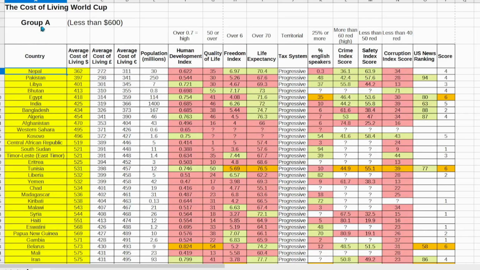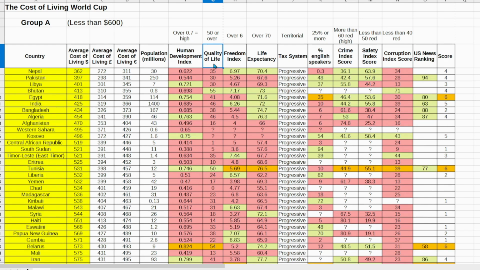So just on the spreadsheet here, we have Group A. All of the countries in this first group have a cost of living of less than $600 per month. In the first column we have the country, then the average cost of living in dollars per month for a single person, then the average cost of living in pounds for a single person, and then the cost of living in euro. And then we have the population, and the Human Development Index figure, which is a figure out of 1.0, with 1.0 being the best development in the country.